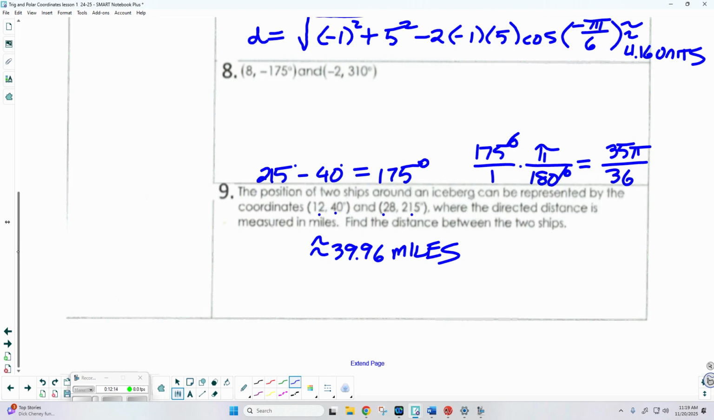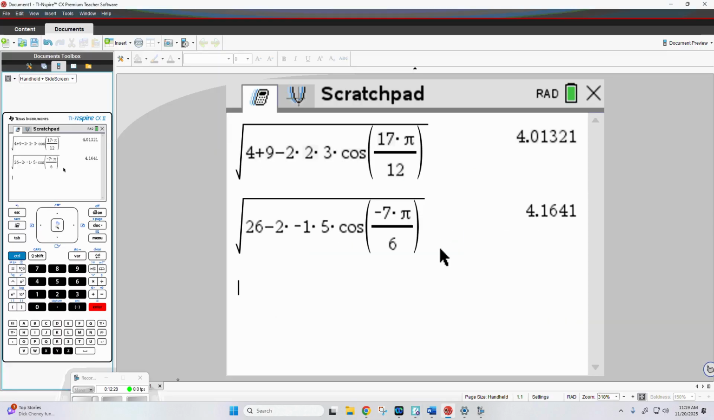I got 39.96 miles apart. Okay. How many people got that? Would anybody like me to plug it in the calculator? Okay. So we've got 12 and 28. So I'm going to come on over here.